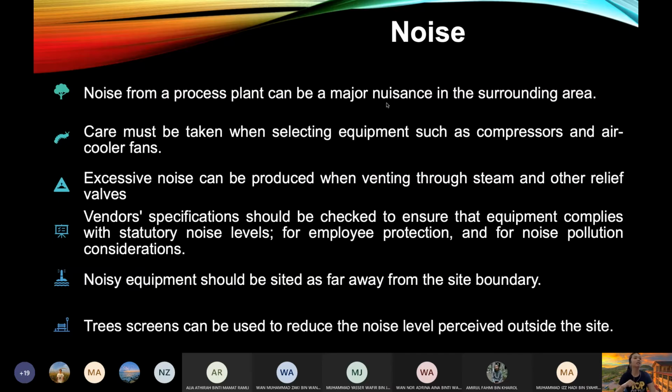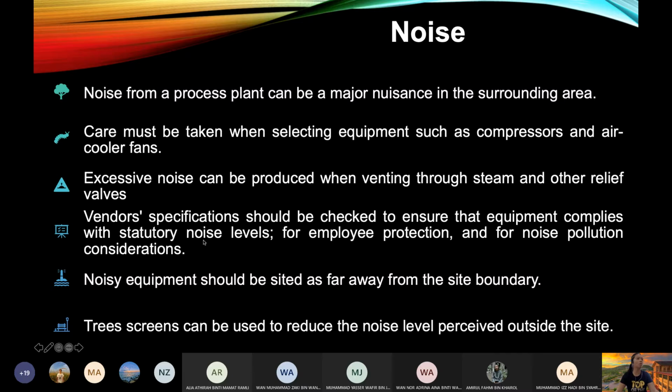Okay, so next one is a very basic one, noise. So let's say you must remember noise is also an issue. Okay, so you have to find ways what can you do to reduce the noise. Okay, why? Because noise can be a major nuisance in the surrounding area. You can cause problem if the plant is very noisy. So care must be taken when you are selecting equipment such as compressor and air cooler fans. Excessive noise can be produced when venting through steam and relief.